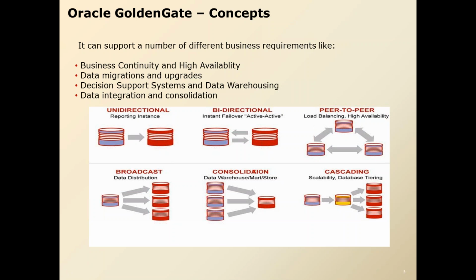A single source can have 100 tables. So you may want to broadcast all 100 tables to target 1, target 2, target 3. Or out of these 100 tables, you may want to broadcast the first 30 tables to target 1, table number 31 to 62 to target 2, and the remaining 40 tables to target 3. You can do that. You can consolidate the data in a data warehouse, data mart or data store. So multiple sources are getting replicated to a single target.